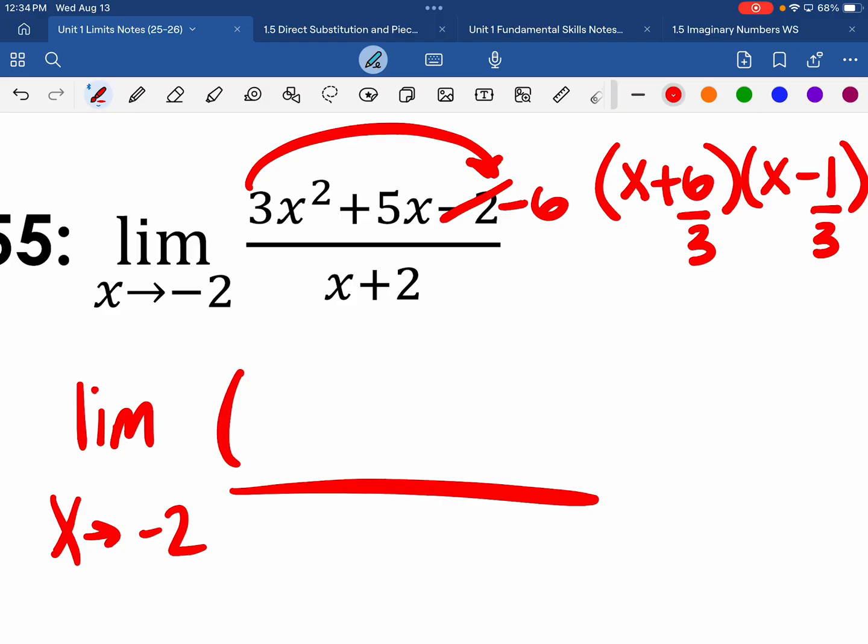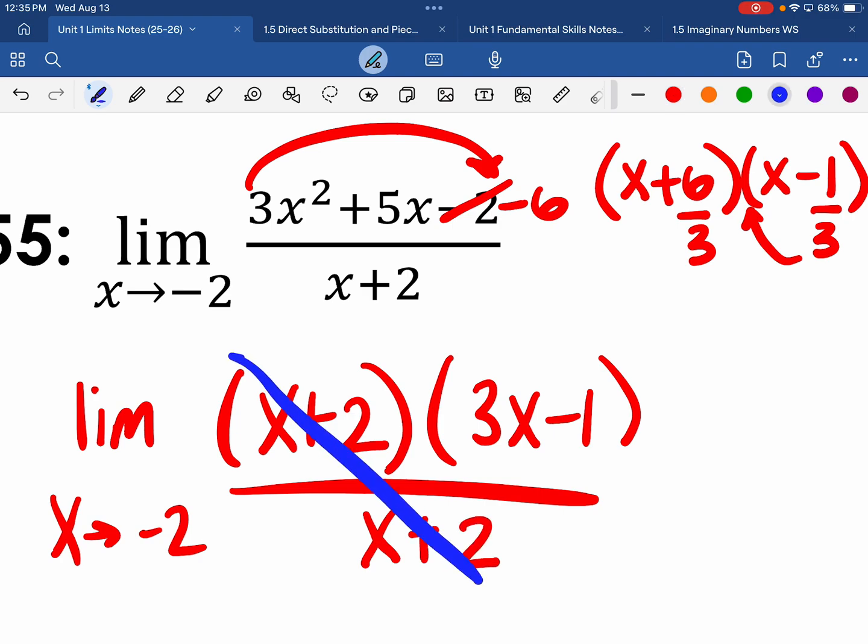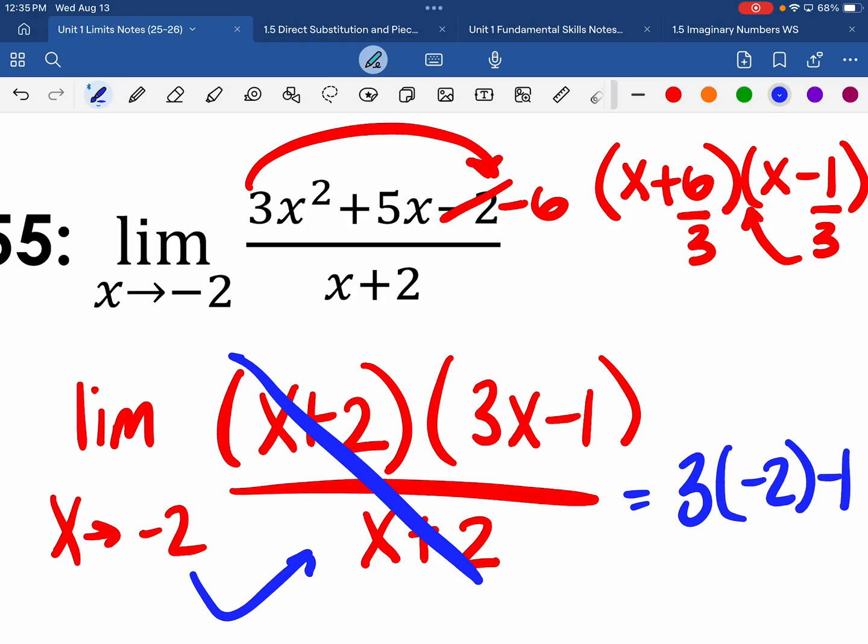And so 6 divided by 3 is 2. And then we're going to bottoms up this other 3 because 1 doesn't divide by 3. So we bottoms up the 3, we put it in front of the x, and so you get 3x minus 1. And then the x plus 2 on the bottom is going to just stay x plus 2, which if you notice will cancel. And once you get that to cancel, you can directly sub in the negative 2 and get 3 times negative 2 minus 1, which is negative 7.